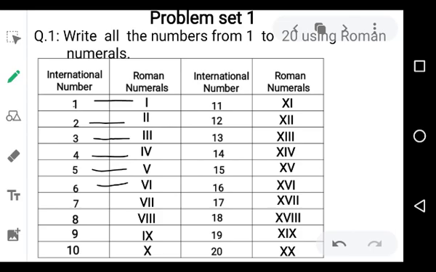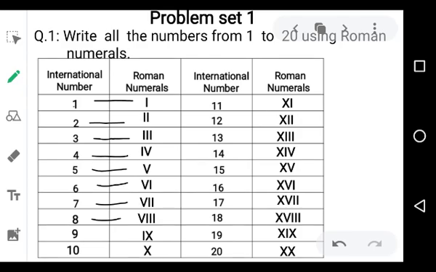7 is 5 plus 2. Since it is plus, we will put the smaller number on the right of the greater number. So 7 is V and 2 times I on the right side of V. 8 is 5 plus 3. V and 3 times I on the right side give us 8.